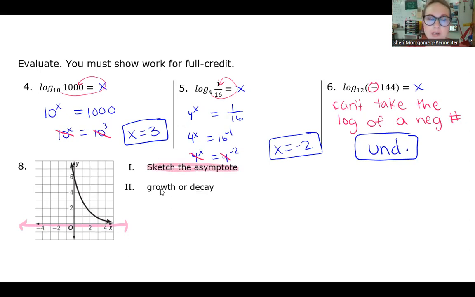The next part of the question is answering whether it's growth or decay. So the way we answer this question, we're reading the graph from left to right. So from left to right, is the graph going up or down? Down. Do we think that's growth or decay? Decay. It would have to go up from left to right for it to be growth.